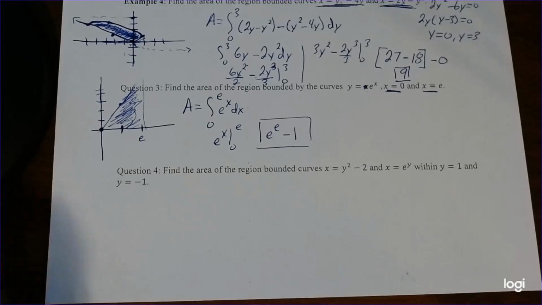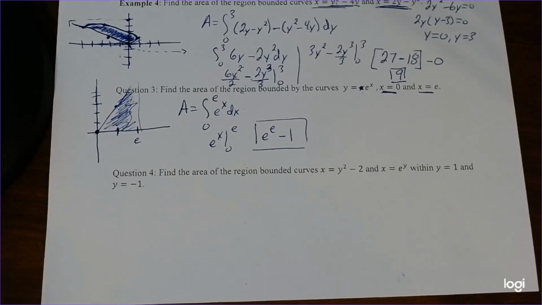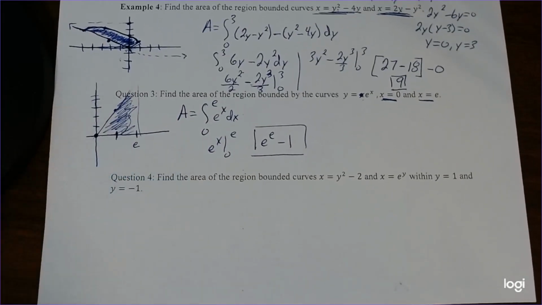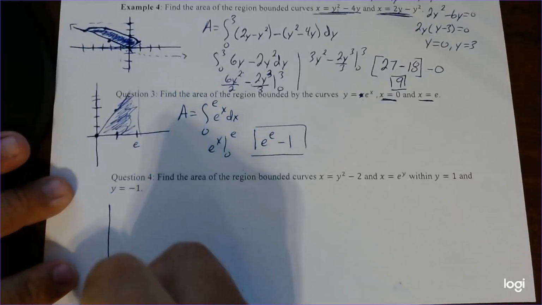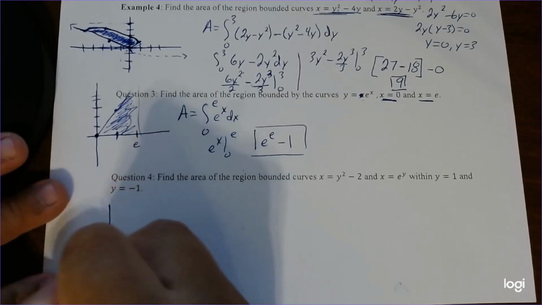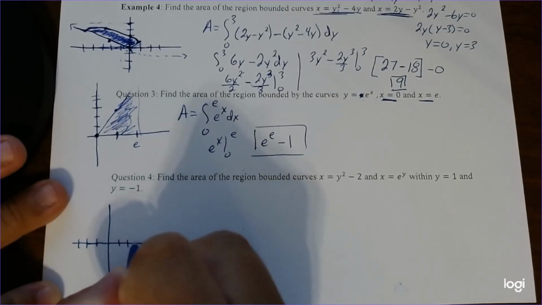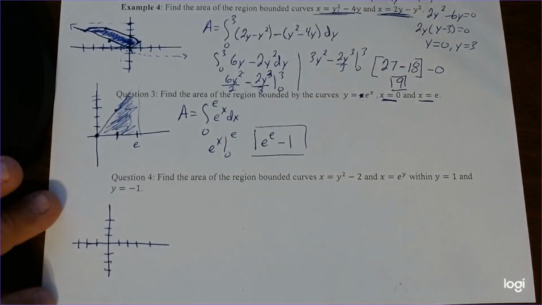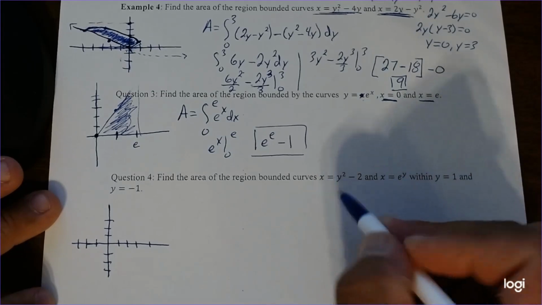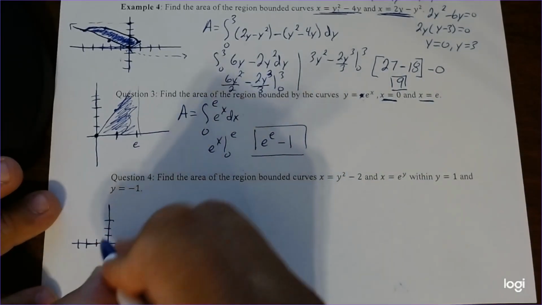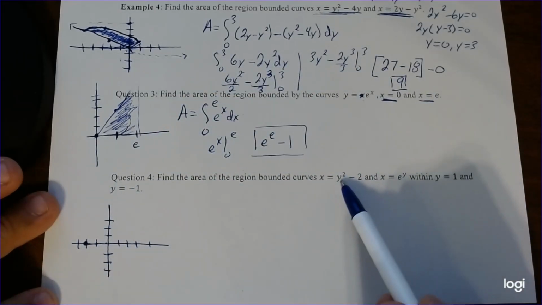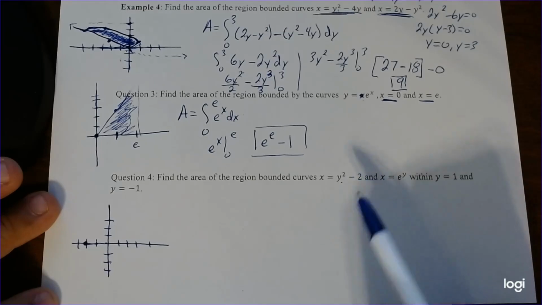All right, last question. Find the area of the region bounded by the curves x equals y squared minus 2, and x equals e to the y, within y equals 1 and y equals negative 1. So you already got the hint. It's going to be like this. So again, let's see what's going on. So just starting here. If y equals 0, x is going to be negative 2. So we're over here. When y equals 1, x is going to be negative 1.